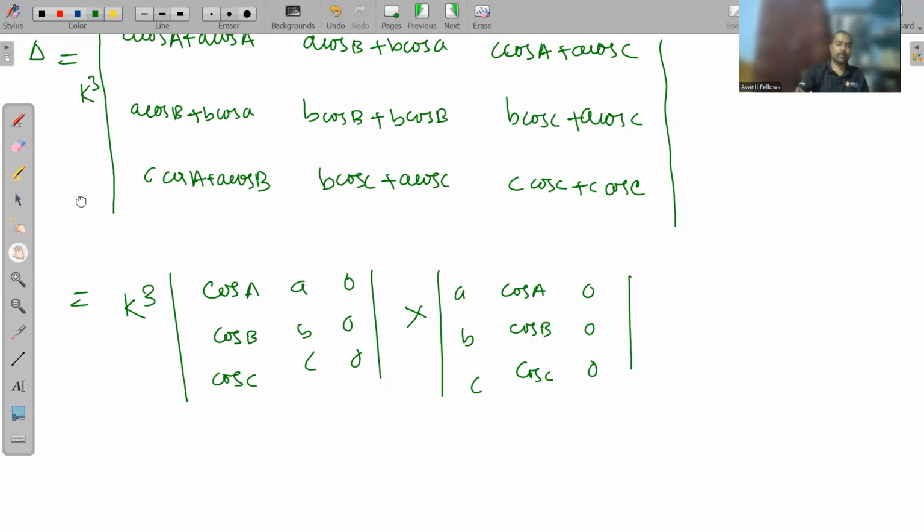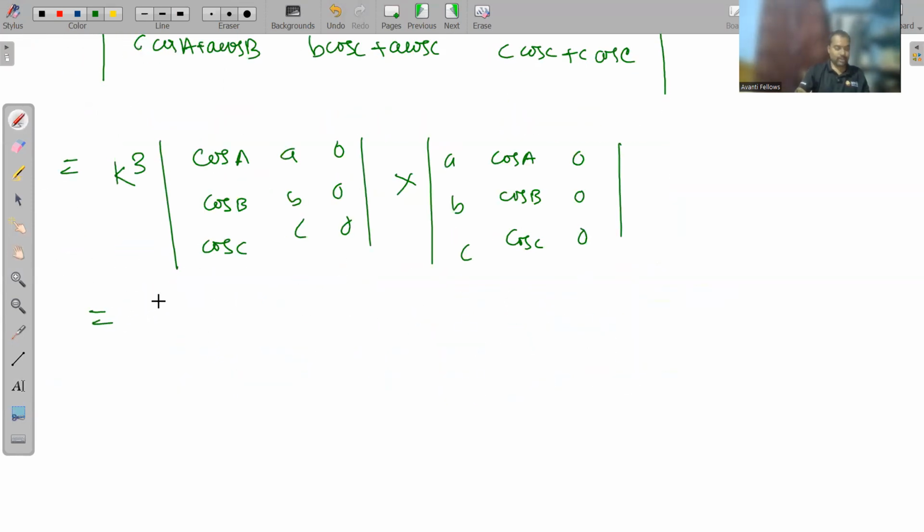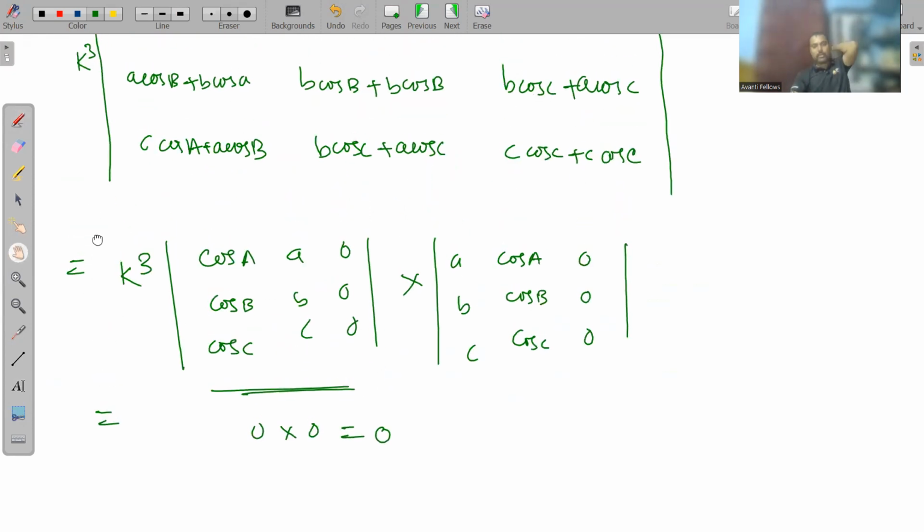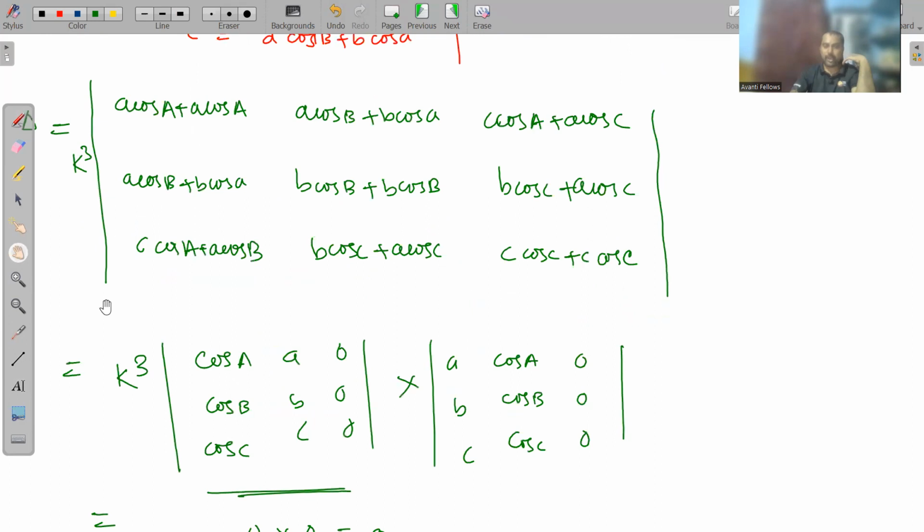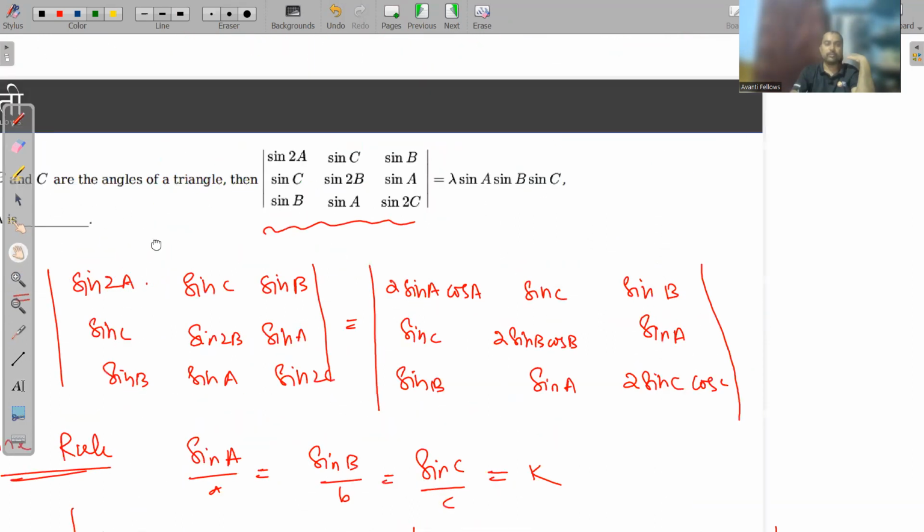Okay, now actually this is 0 into 0, which is equal to 0. This is 0 into 0 is equal to 0, right? So the answer for this question is 0.